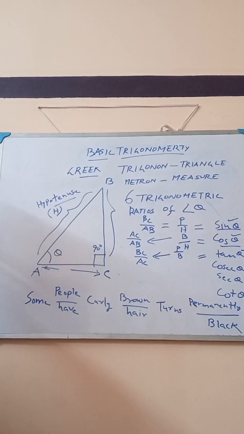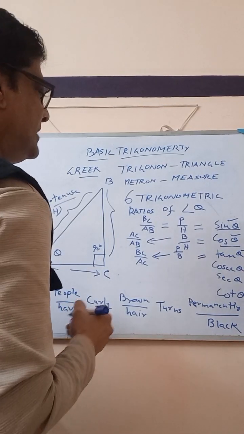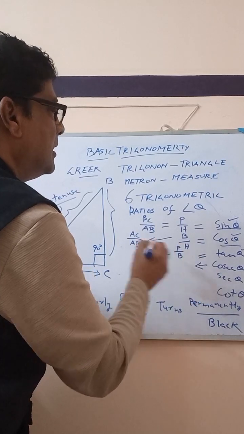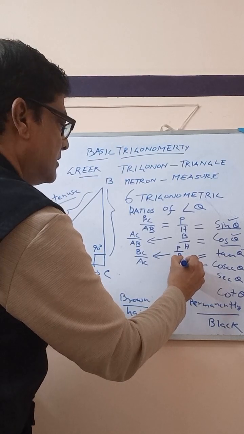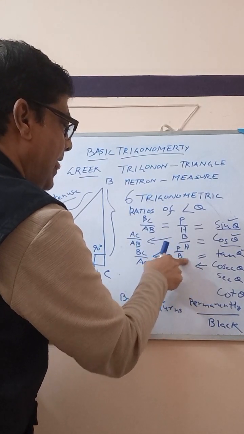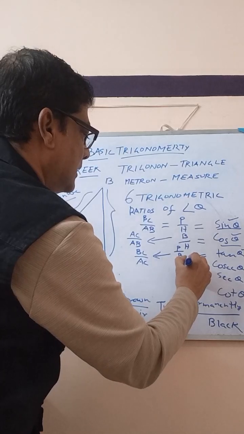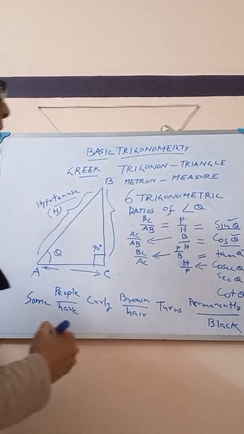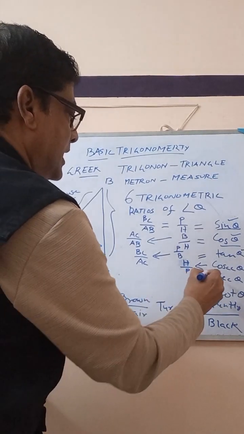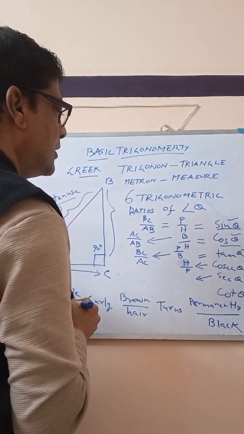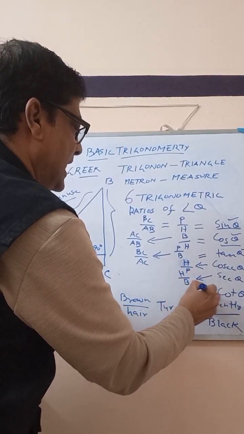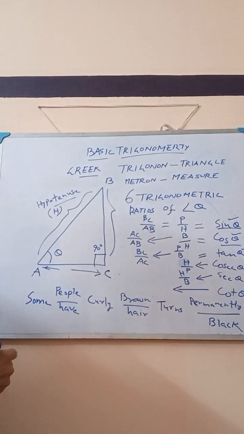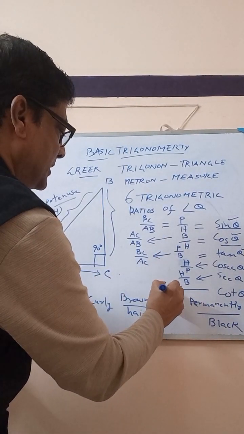Now, what is cosec theta? Now, cosec theta is just opposite of sin theta. Now, sin is P by H. So, cosec will be H by P. Now, sec is just opposite of cos, so it will be H by B, and cot is opposite of tan, that is B by P.